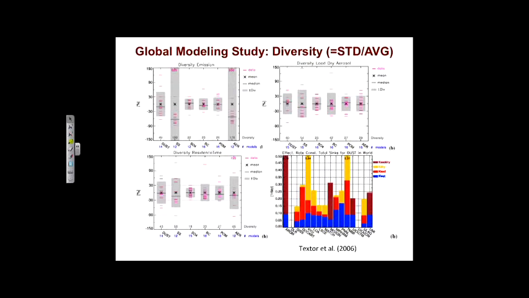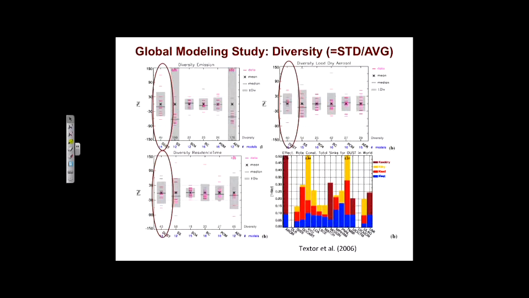So, how about the modeling side? Okay, so here each column is a different aerosol compound, and this bar is the diversity, how much models disagree with each other. Since I'm presenting dust only, I'm just focusing on dust. The diversity, which is defined as the standard deviation divided by the average, is around 40 to 50%, one of the largest among unknown aerosols.